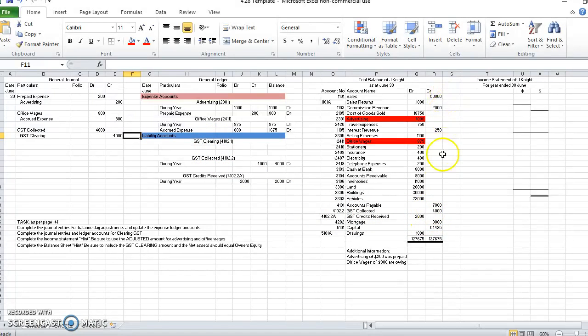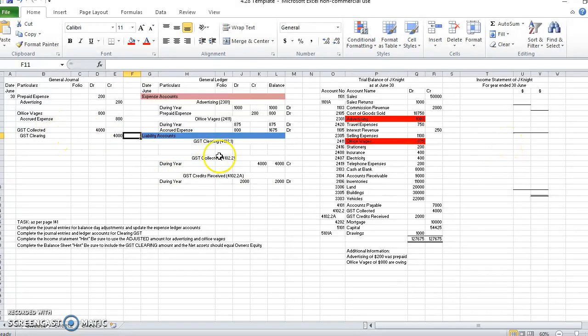We can already see here the credit amount is $4,000 and the debit amount is $2,000. As it's a liability, we know that the credits are larger than the debits. We will have a GST clearing total of $2,000, but we need to make sure we record this change in the journal, that flows through to the ledger, and then it will be reflected in the trial balance for our end of year statements.